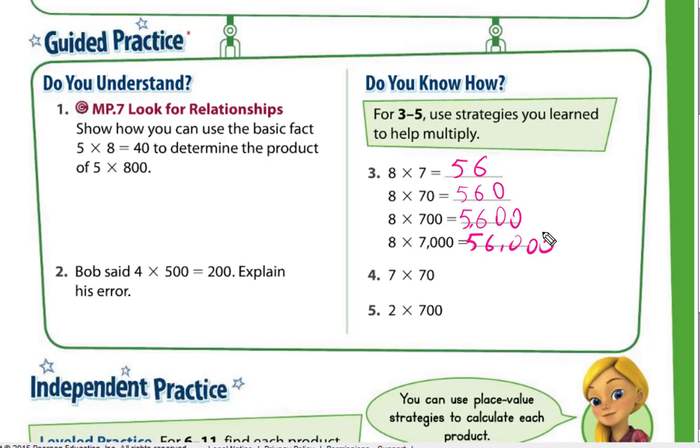Yes, mister. Question number 4. Yes. 7 times 70. Yes, start with me. What about the 0 first? Yes, put the 0. How many zeros? 2 zeros? No. It's only 1 zero. 7 times 7.